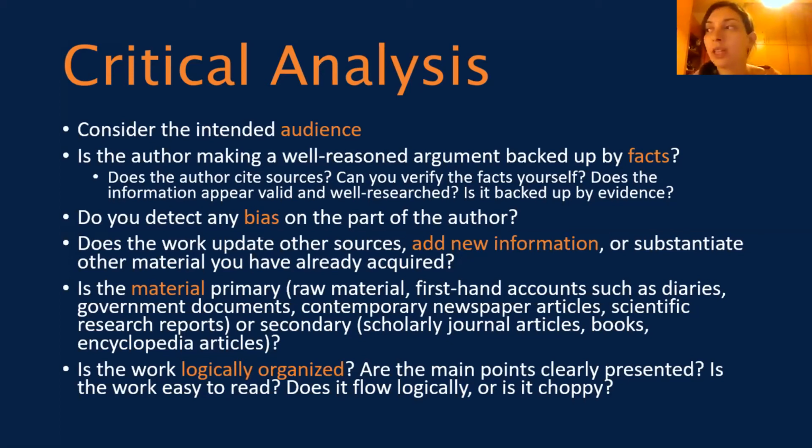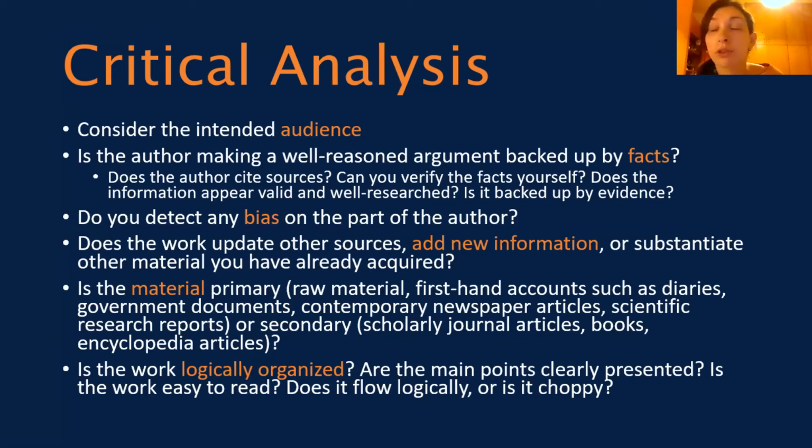So for example, you may have a research study where the authors make their conclusions appear as more groundbreaking than they really are. And this is some bias on their part. So that's something which is good to be aware of. So does the work update other sources? Does it add new information? That's also an important thing to think about. Is the material primary, such as first-hand accounts, government documents, newspaper articles, scientific research reports, or is it secondary, such as books or encyclopedia articles?